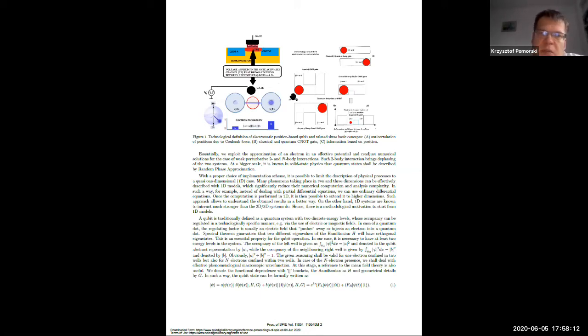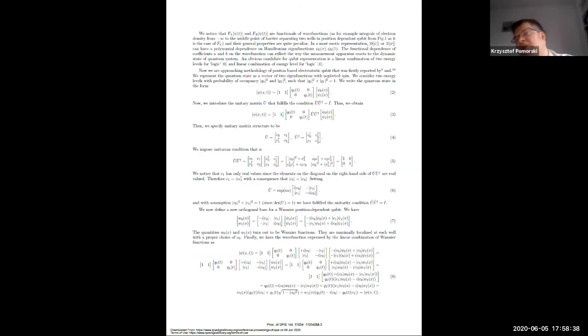What is exploited in CMOS technology is this anti-correlation principle. You can have a swap gate if you have electron presence here; on another line, the electrons will try to have presence in the opposite configuration. You can also implement a CNOT. So this is the topological definition of an electrostatic position-based qubit. I already discussed these things in the tight binding model.